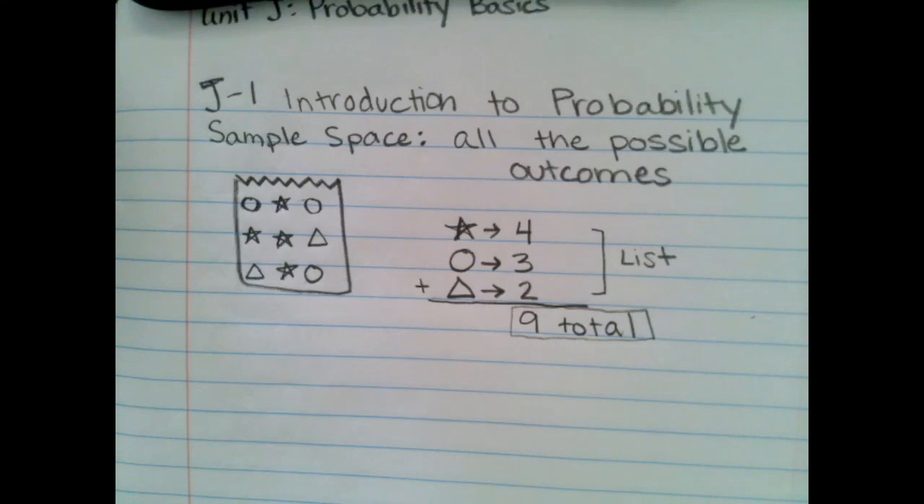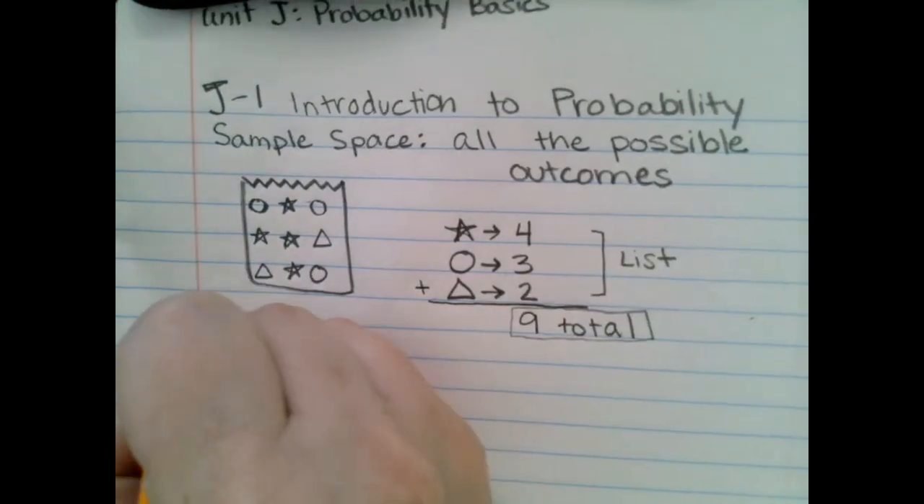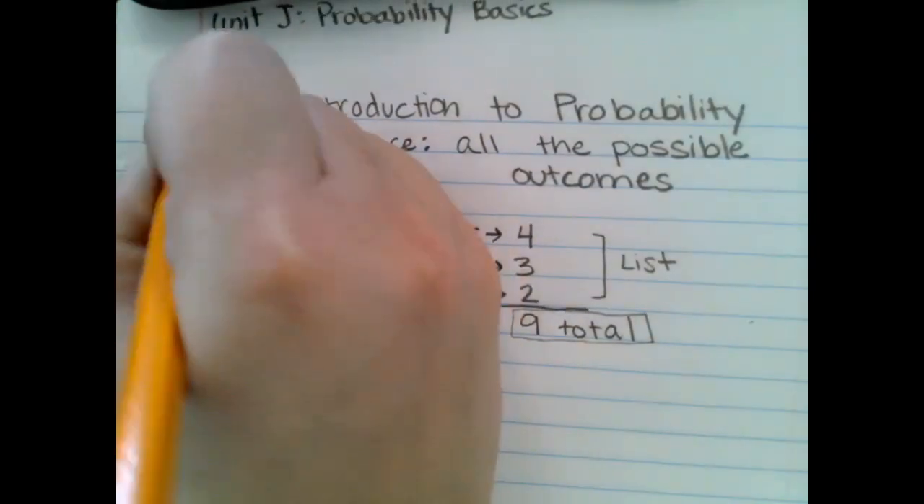So in this bag, what are you probably going to pick out? What's the most likely? Star. What's the least likely? Triangle. Good. All right, we got probability now. We're going to define that word. I should have done a star up here, sorry.